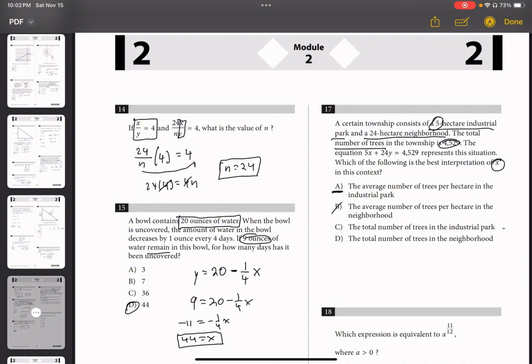Option C, the total number of trees in the industrial park. Well, no, because that would be equivalent to 5x, the whole term, not x itself. So that's wrong. And then D, the total number of trees in the neighborhood. No, we know that that's equal to 4,529. Or, sorry, that's in the township. We have no idea how many trees are in the neighborhood. It would be 24y that would represent that, not 4,529. That's my mistake. So that leaves us with answer choice A.